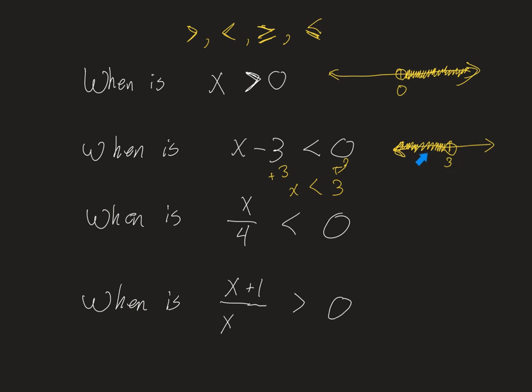So if I pick, and you could, again, not a bad idea, you can pick a number, anything less than 3. If I pick 0, because 0 is less than 3, and I plug it in here. 0 minus 3, negative 3. Is negative 3 less than 0? Yes, it is. We're good.